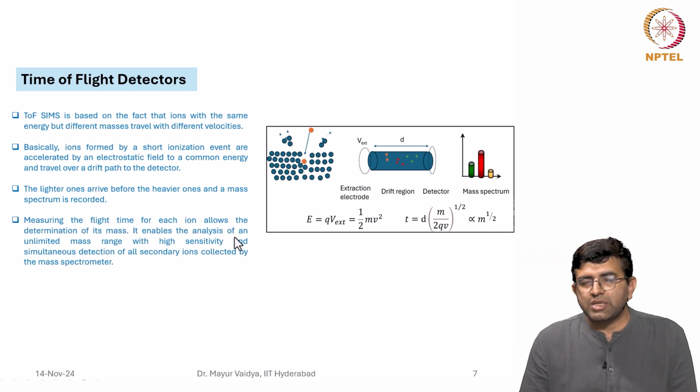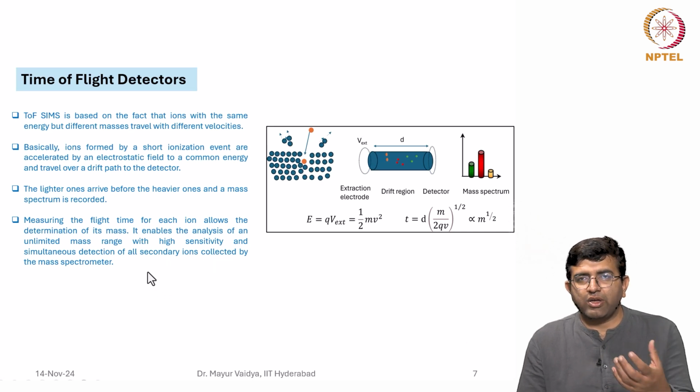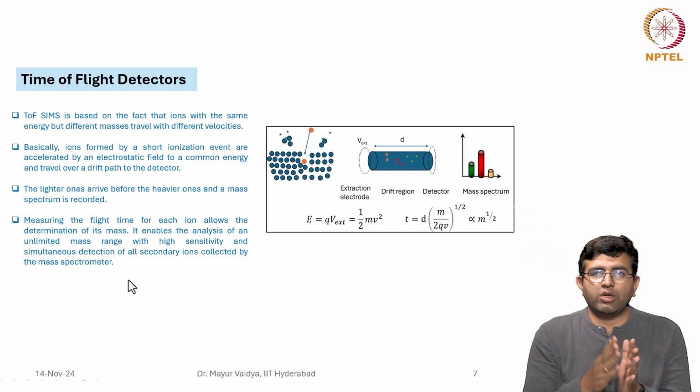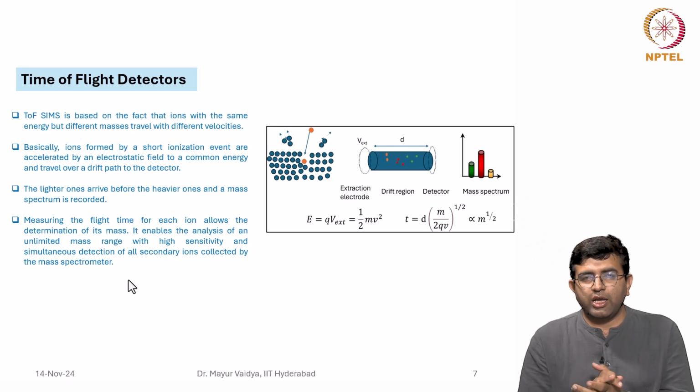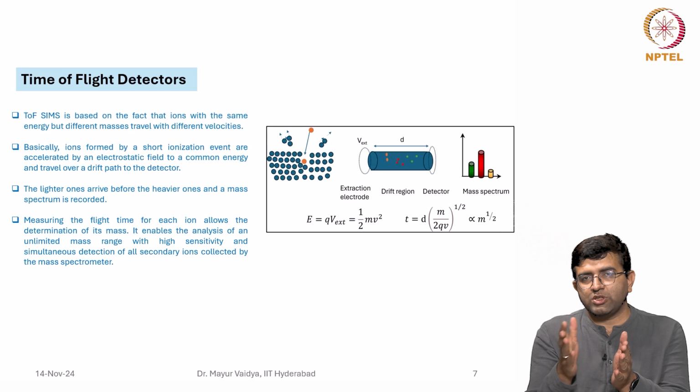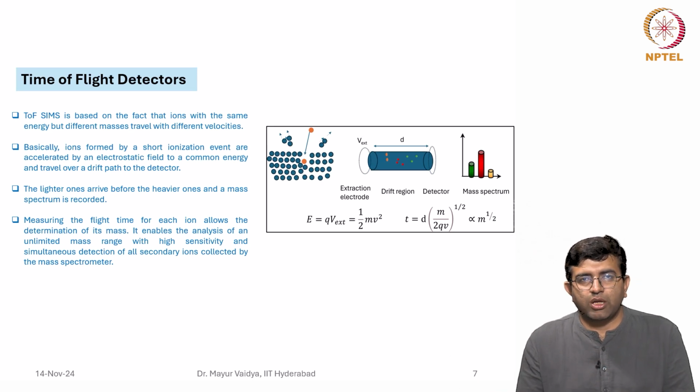So, it enables the analysis of an unlimited mass range with high sensitivity, and simultaneous detection of all the secondary ions can be done by the mass spectrometer. This is actually very sensitive. You can detect very close isotopes. That means isotopes which have a very small difference in their atomic masses can also be detected by these detectors.